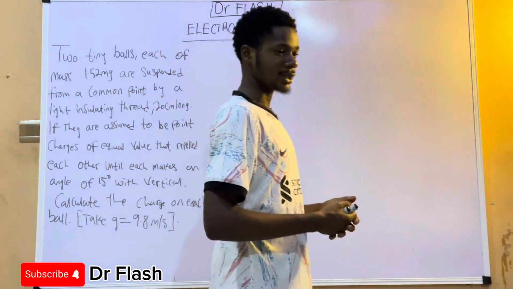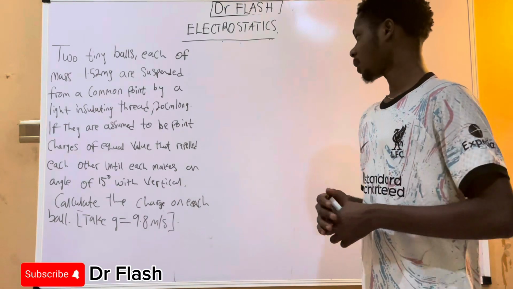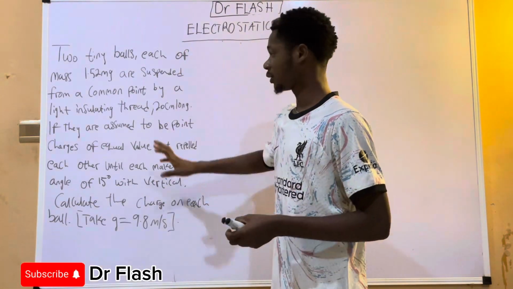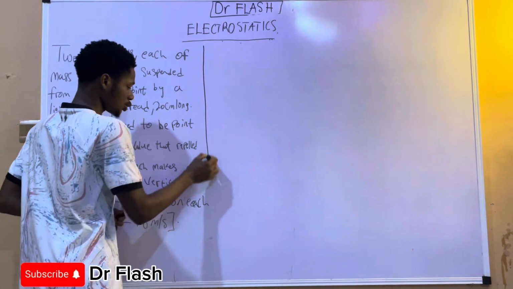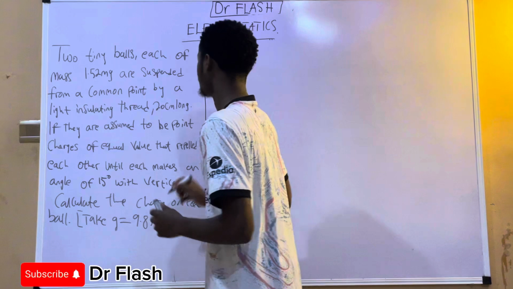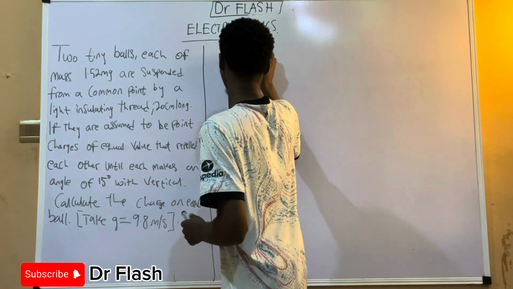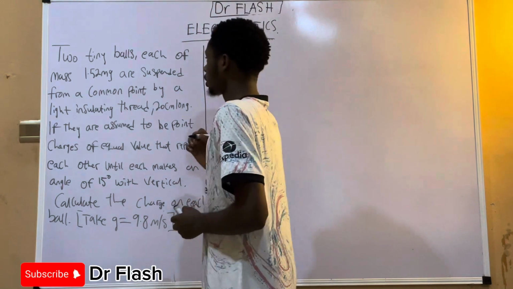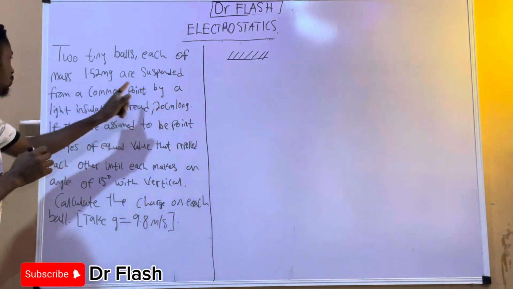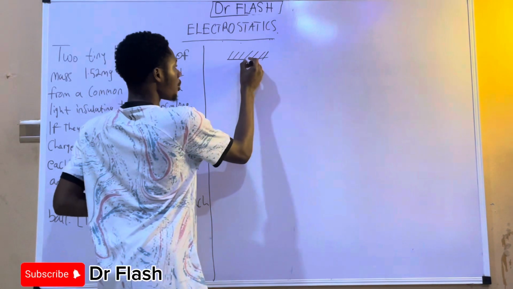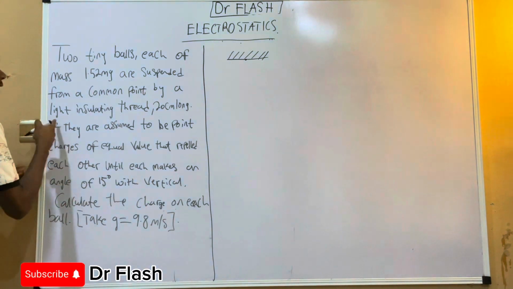Now, this problem is quite technical and it requires you drawing a free body diagram on what you're having here so that we can work out the problem. Okay, so that's what I'm going to do first. So the solution to this first is drawing out a free body diagram, and here is what we're going to have. Okay, we're going to have something like this. Now, it says two tiny balls, each of mass 1.5 milligram, are suspended from a common point. So if the common point is here, in which they are suspended from, by a light insulating thread.